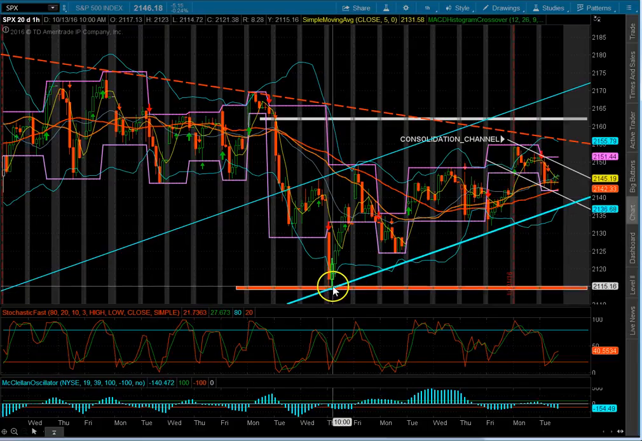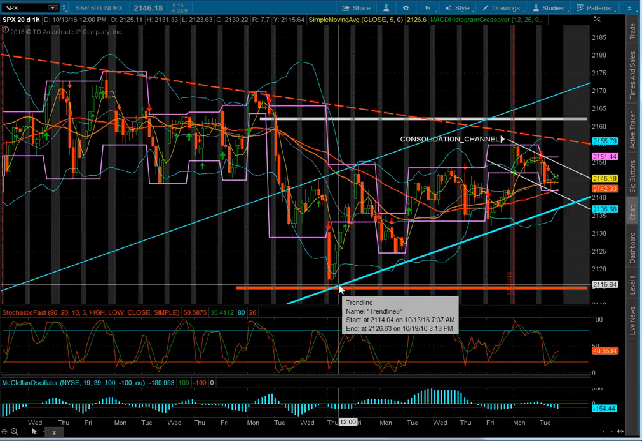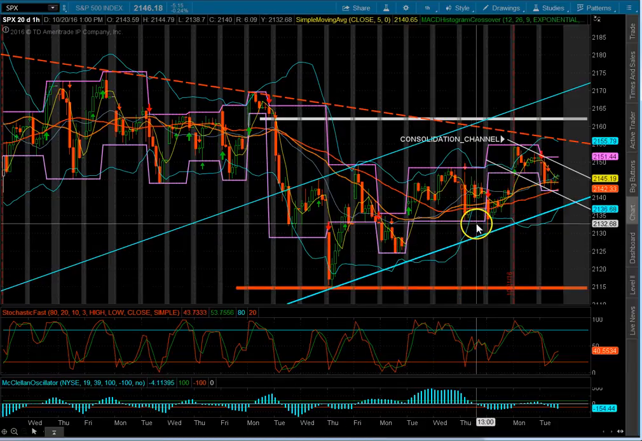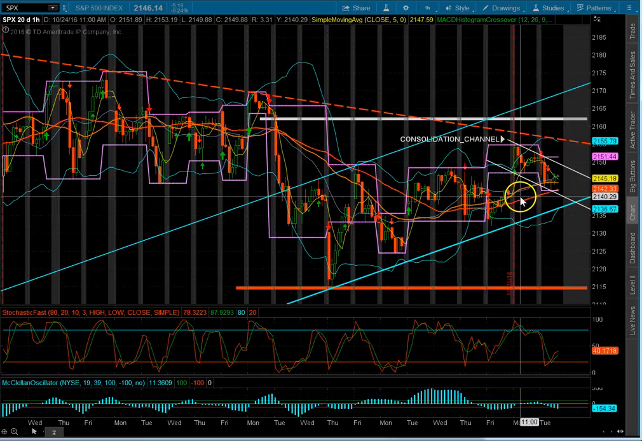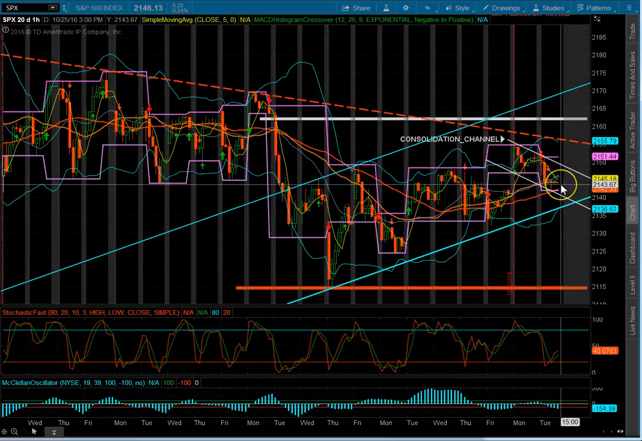One of the things that I noticed on this uptrend line is the fact that we're making higher lows, and most importantly, this is very similar to the action back in the first part of September, which I explained quite clearly on my previous video cast. You can scroll back and see that. So again, so far this looks like a consolidation channel.